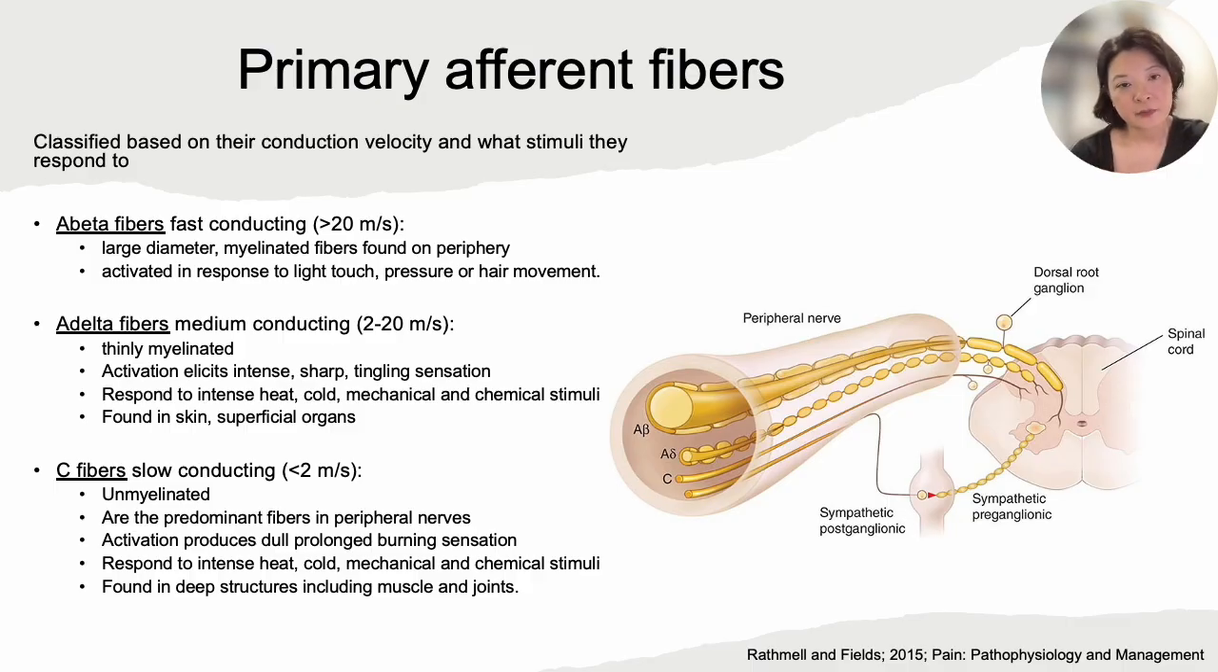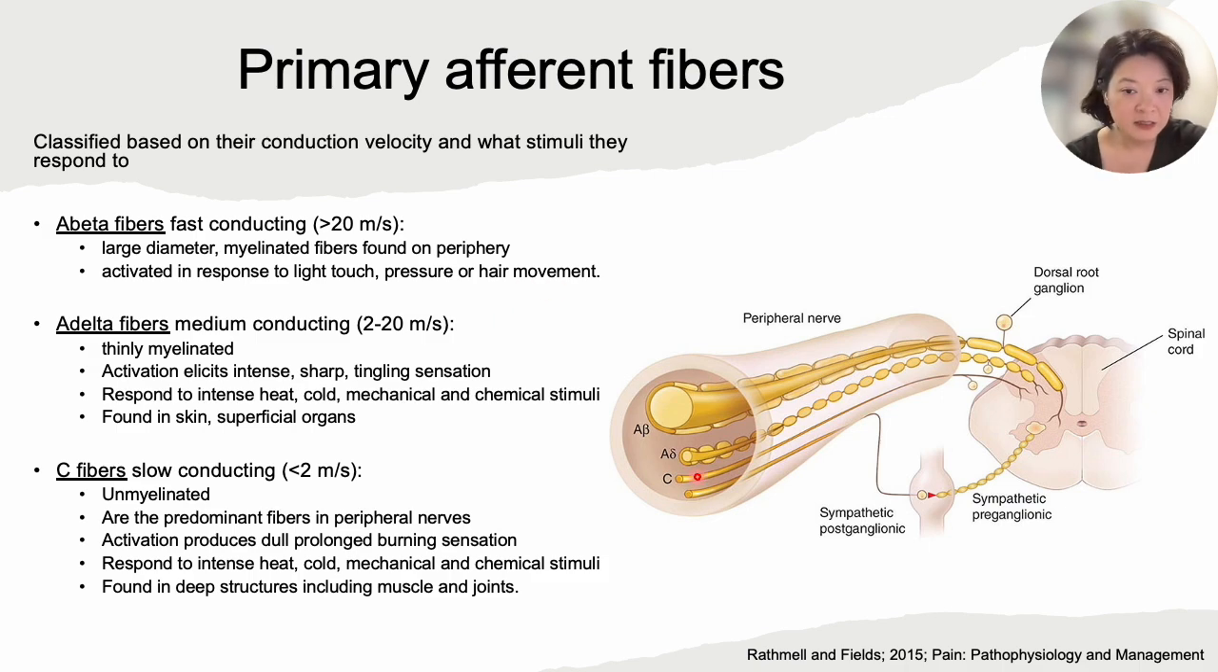Looking more closely at the primary afferent fibers, there are three types of fibers that are classified according to their conduction velocity and what stimuli they respond to. So A-beta fibers are fast conducting fibers. They have a very large diameter and they are myelinated. These fibers are found in the periphery and are activated in response to light touch, pressure, or hair movement.